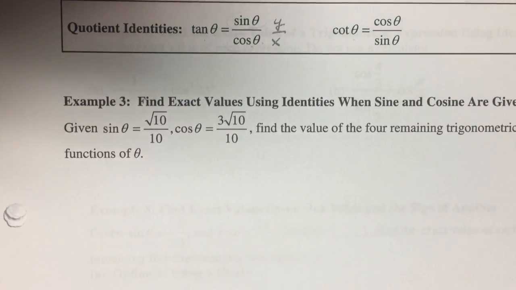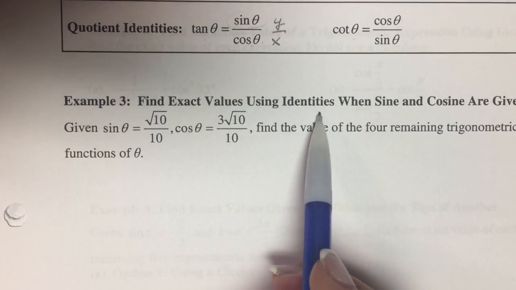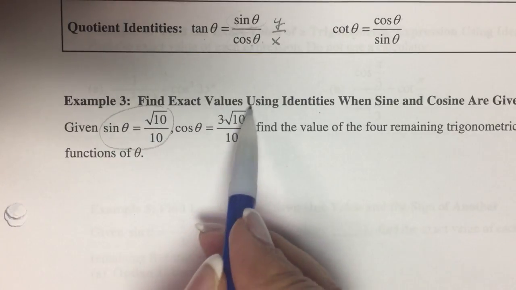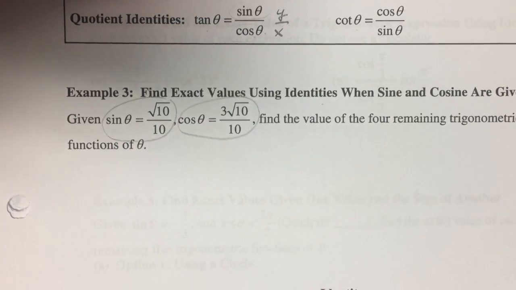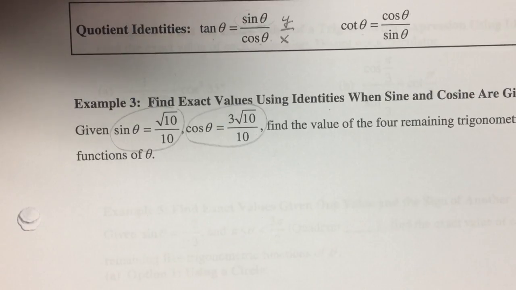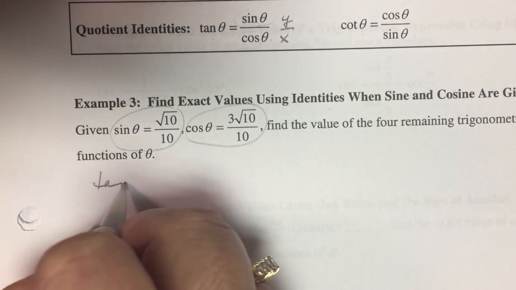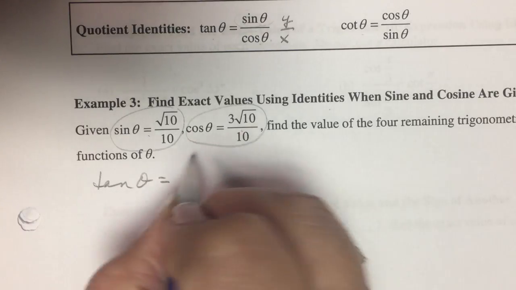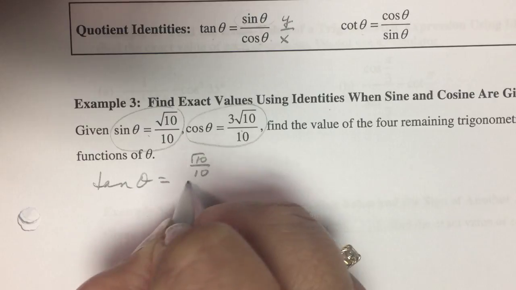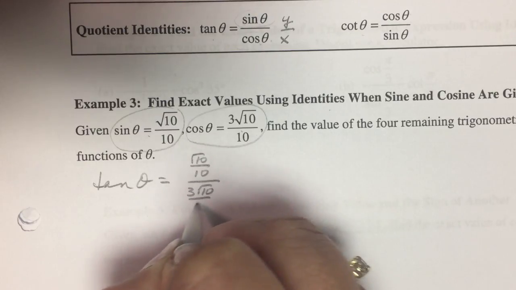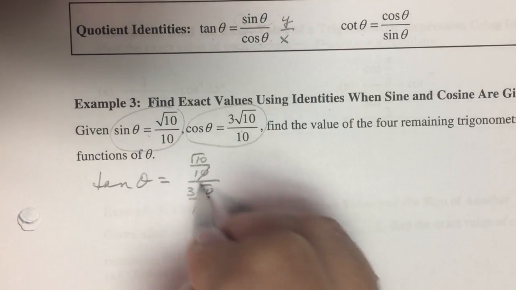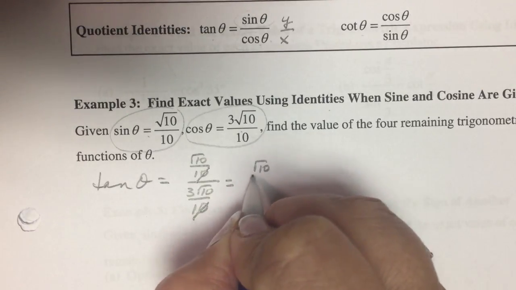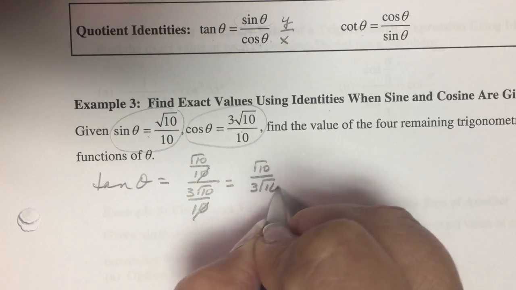All right, so let's find the exact values using the identities when we're given the sine and the cosine. Here, I'm given the cosine and the sine, and we're going to find the 4 remaining. Let's go ahead and do tangent theta. Remember, tangent theta is sine over cosine, so that would be root 10 over 10 over 3 root 10 over 10. The 10's on the bottom will cancel. So that would be root 10 over 3 root 10.